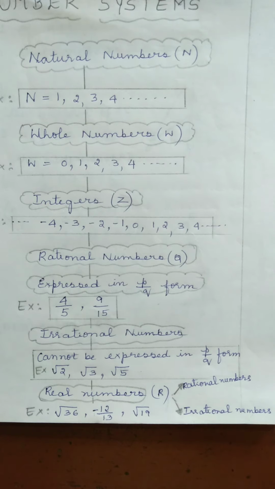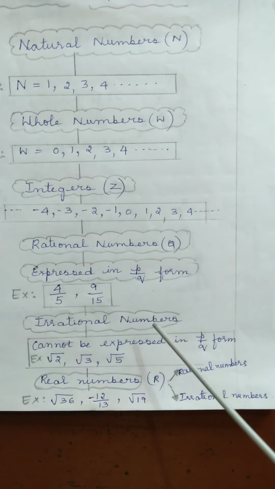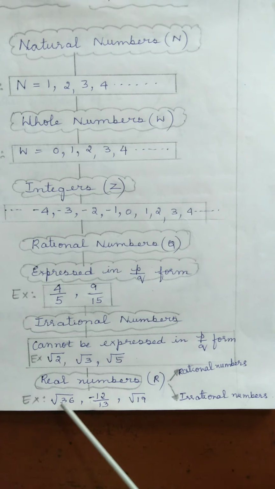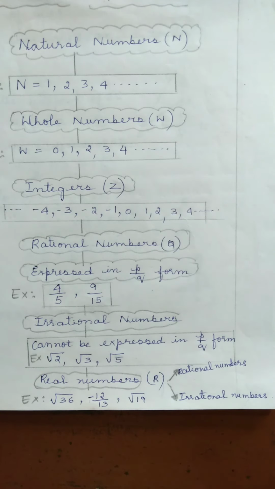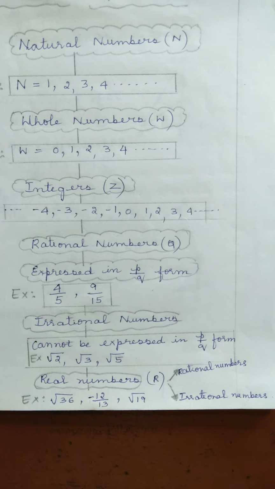The next concept is the real numbers. All the rational and irrational numbers make up the collection of real numbers. Therefore, in real numbers, we can have rational numbers and irrational numbers. Examples: root 36, minus 12 by 13, root 19. All these numbers make up the collection of real numbers, and these are represented using the symbol R. These are the various types of numbers.